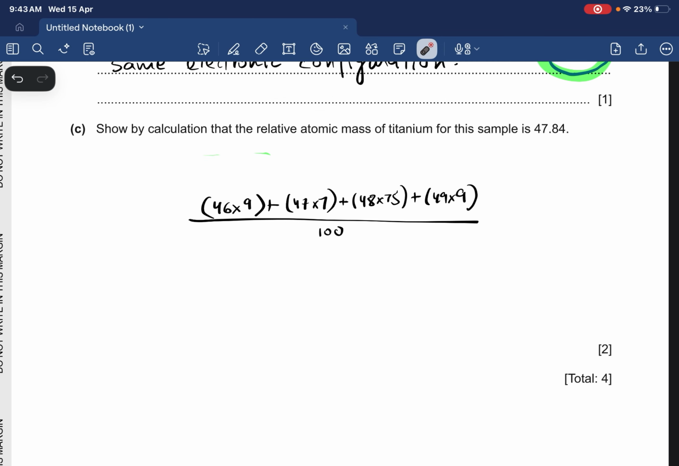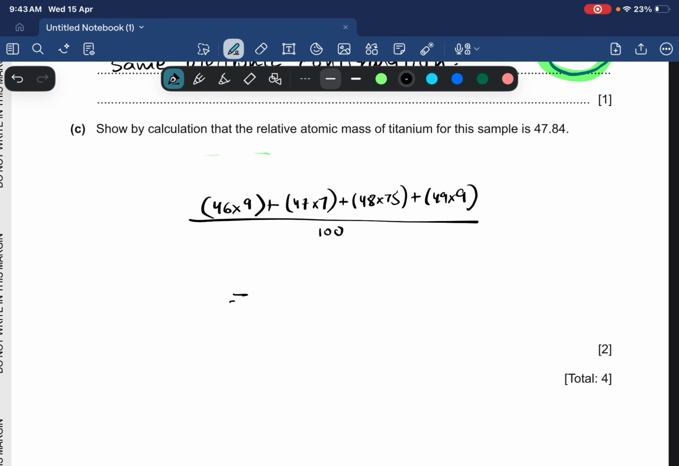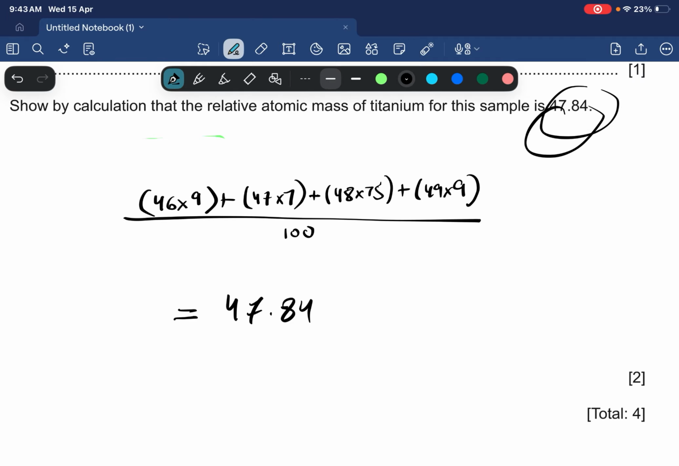Done? And then you say that you calculated it out, even though you don't calculate, but you just do this thing right and write it, 47.84. Got it?